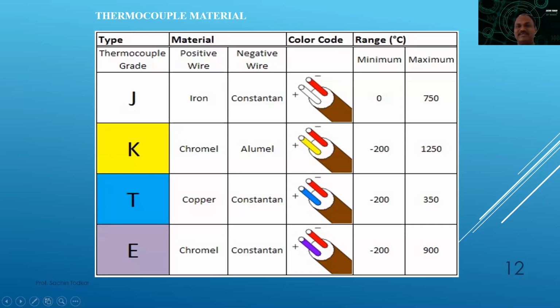Okay, so these are the temperature ranges for iron constantan, chromel alumel, copper constantan, and chromel constantan. Normally, we see that the negative wire is constantan in common a lot of the time. So these are the grades J, K, T, and E. You may have some questions on this because your second semester exam will also be on an online basis. So you have to remember this table thoroughly.